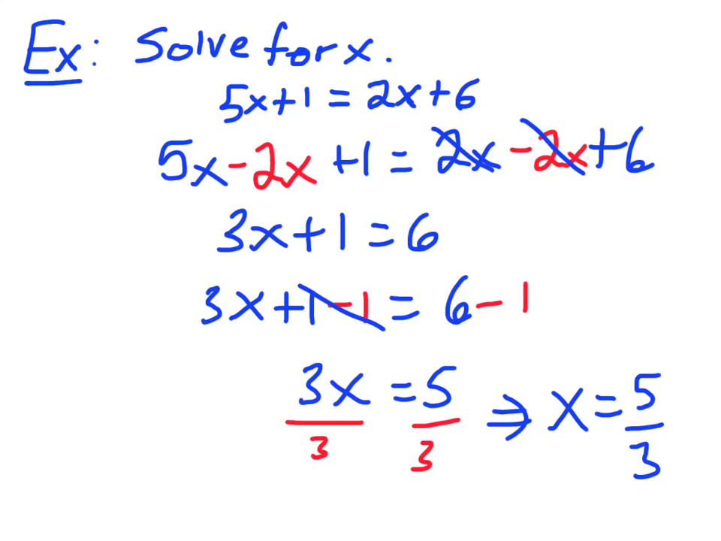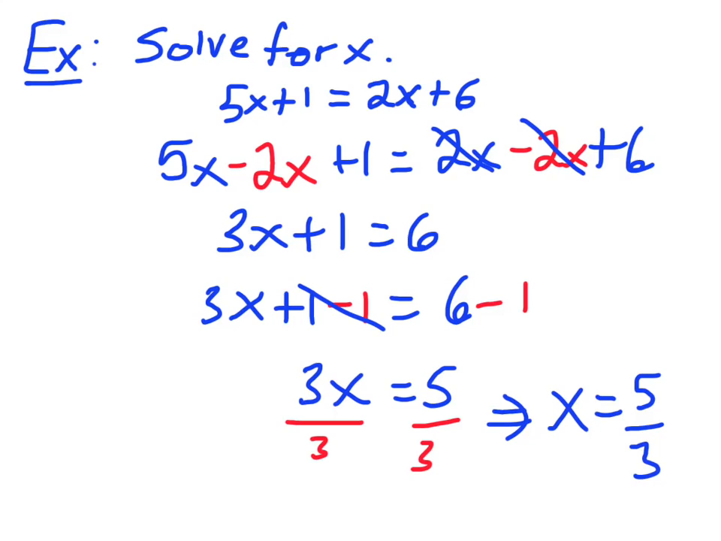Note in this, guys, we don't have a perfect solution. It's not an integer or whole number. We got 5 over 3. That's perfectly possible, and like I say to my students, just leave it like that. You don't need to write it as a decimal. And if you want to check it, plug it back in. You can try it on both sides and see if you get the same number.